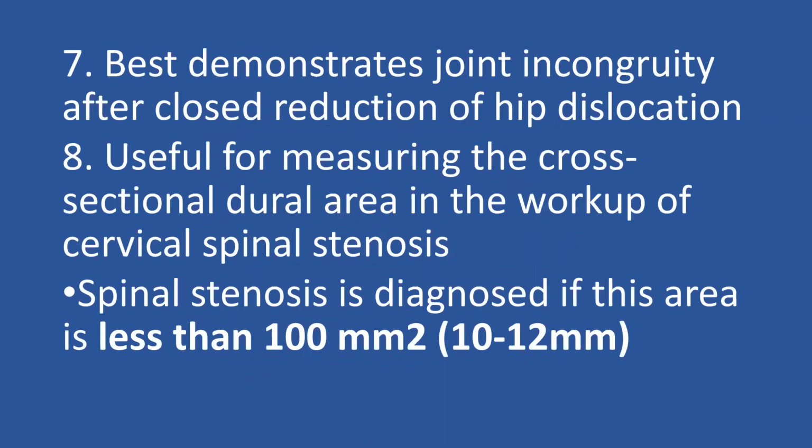CT with contrast best demonstrates joint incongruity after closed reduction of a hip dislocation. Let me tell you something. This is very important. Many times, if it's an adult and he has a traumatic hip dislocation, we can have loose fragments or we can have marginal impaction. What radio imaging do you think helps us most? It's the CT scan. Keep this in mind.